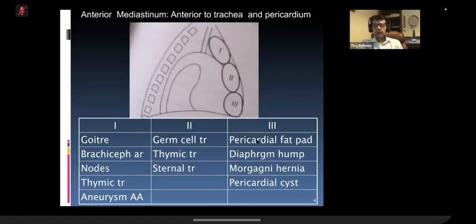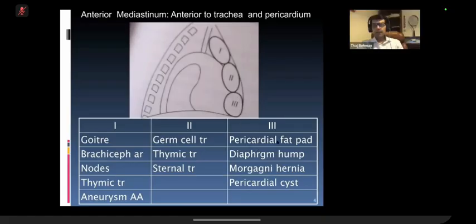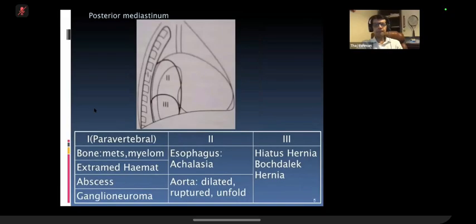Now coming to the anterior mediastinum lower part: pericardial fat pad, diaphragmatic hump, Morgagni hernia, pericardial cyst. So put the pericardium together, pericardial cyst and pericardial fat, and then the diaphragm together, diaphragmatic hump or a Morgagni hernia. So there aren't a lot of differentials to keep in mind when you are trying to navigate your way through differentials of mediastinal lesions.